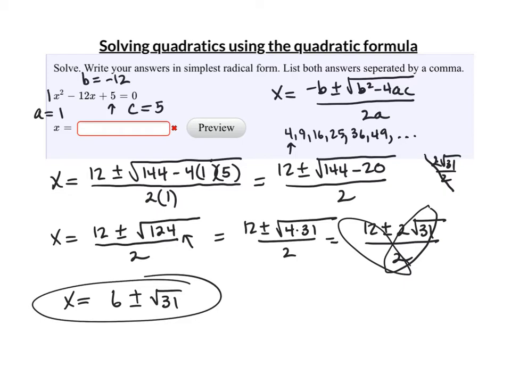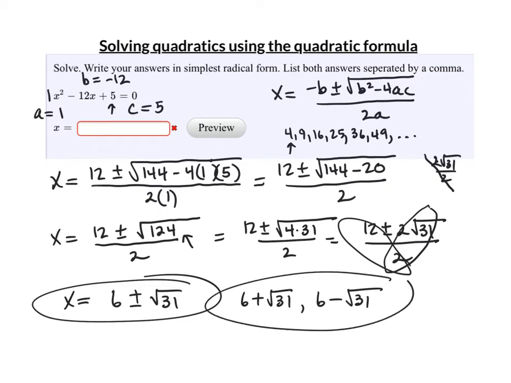Now when you punch this in WAMAP, it's expecting 2 answers separated by a comma. Well, they're both there. One answer is 6 plus root 31, comma. The other is 6 minus root 31. Now, as strange as it seems, that's what you put in WAMAP. If I pick one of those answers and plug it in for x, easiest way to do that is by storing it on a calculator. You'll see that it works. It makes that equation true.